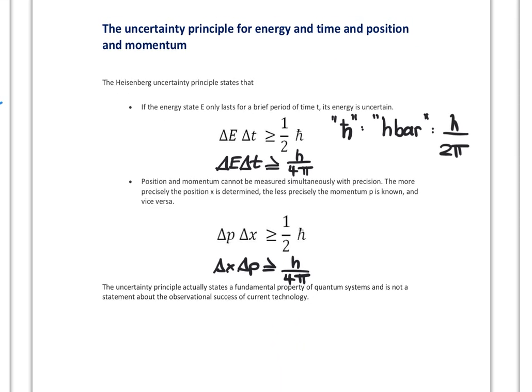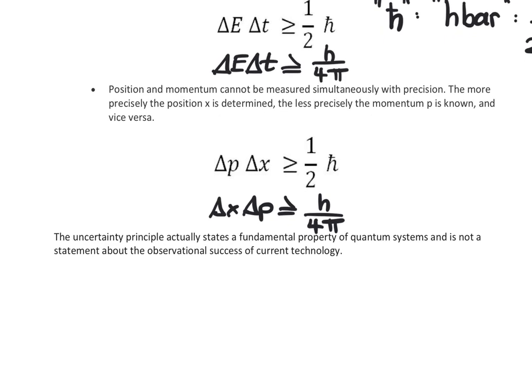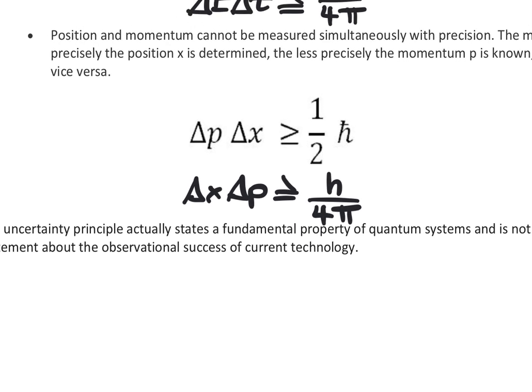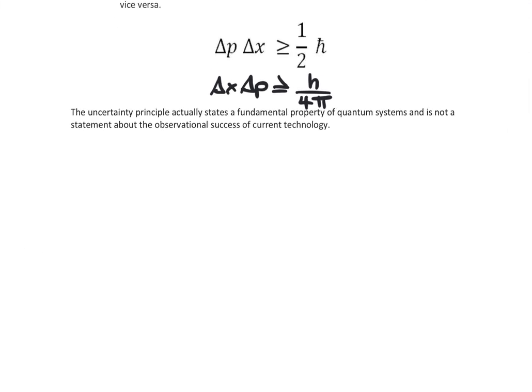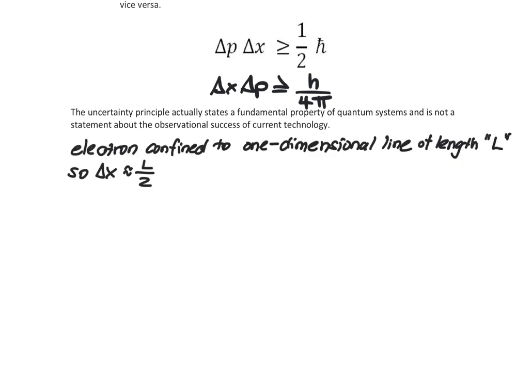I want to go back to the uncertainty in position times the uncertainty in momentum equation. There's an application of that equation, delta x delta p greater than or equal to h over 4 pi, which is called electron in a box, and it pops up a lot. So I just wanted to walk through that as an application. An electron confined to a one-dimensional line of length L, maybe like the diameter of a hydrogen atom or something.